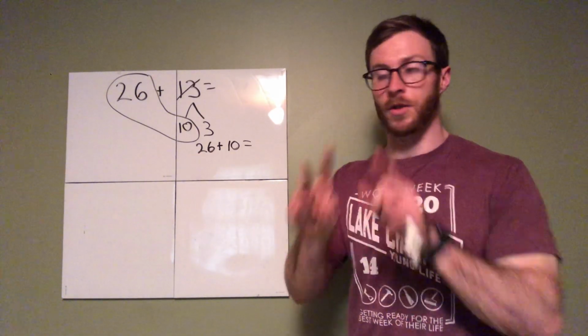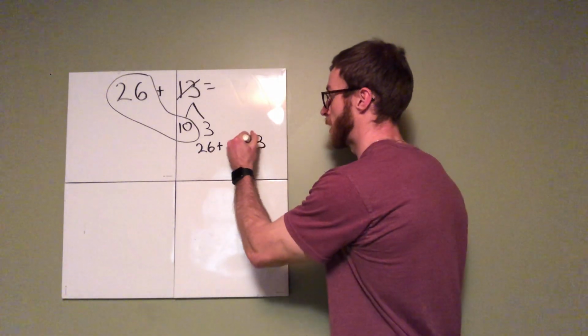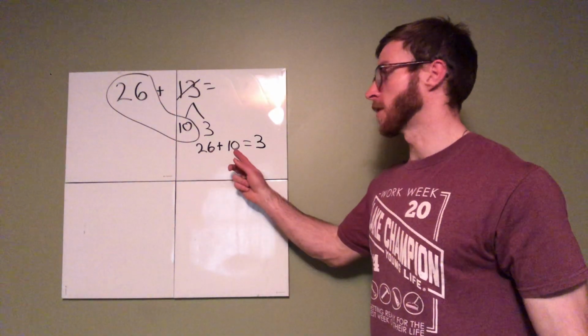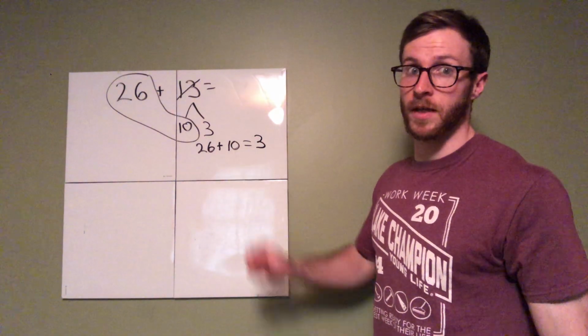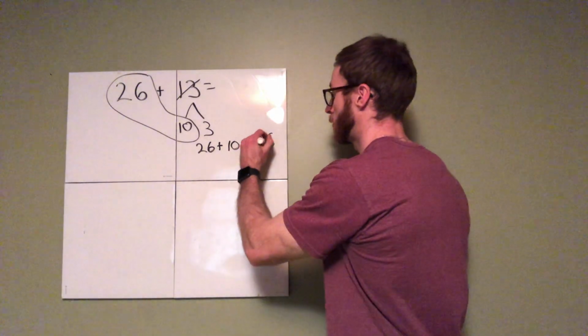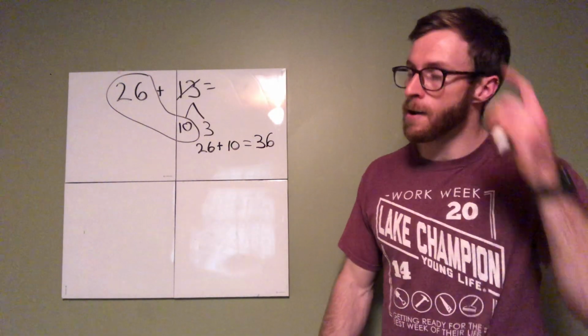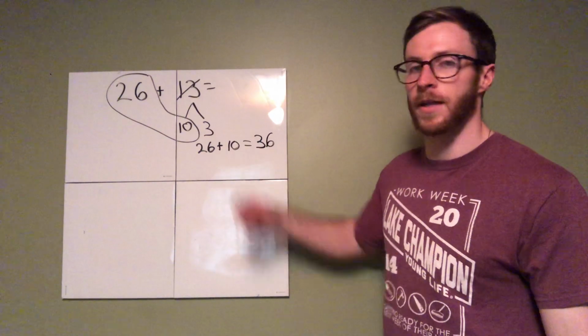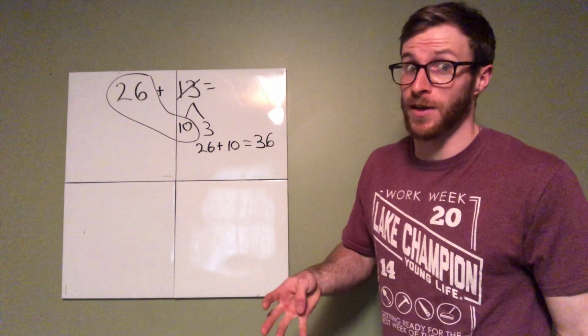So 26 plus 10. Now if I'm looking at this, I see 2 tens plus 1 ten. 2 plus 1 is 3, so there must be 3 tens. Then 6 ones plus 0 ones. 6 plus 0 is 6. So there's 6 ones. So I got 36. Now I remembered I'm not done because I still have this 3 that I have done nothing with yet. And I've got to do something with it.